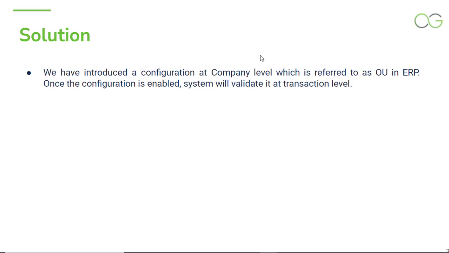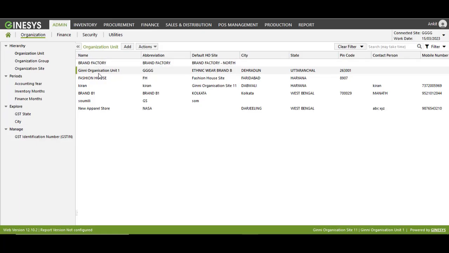So we have come up with a solution where we have introduced a configuration at company level, which is referred to as OU in ERP. Once the configuration is enabled, the system will validate it at transaction level. Now let us move on to the ERP.